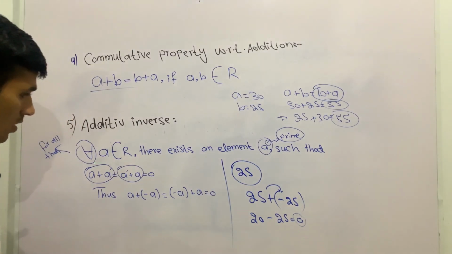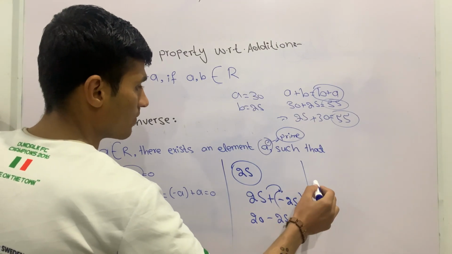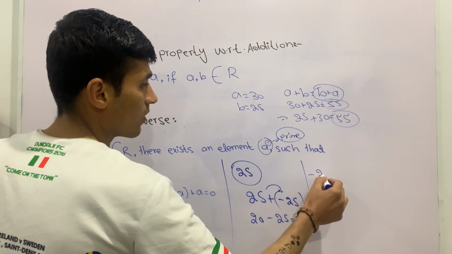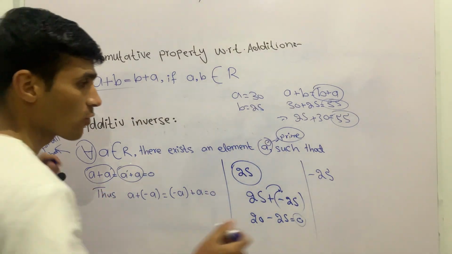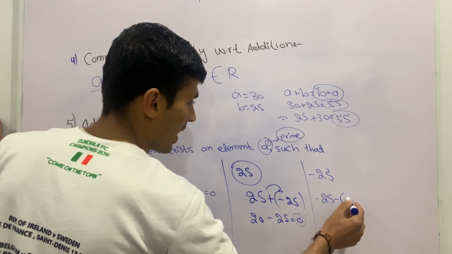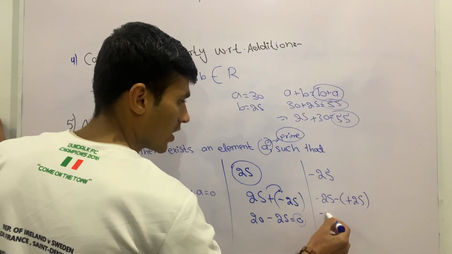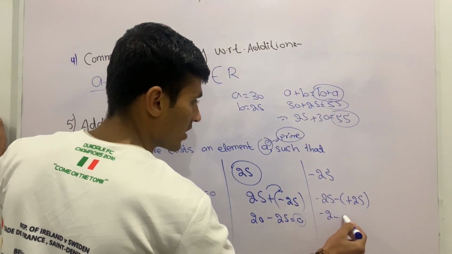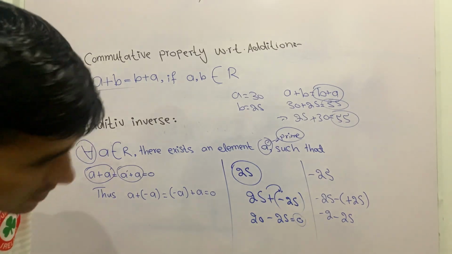If you are asked what is the additive inverse of negative 25, of course, that is positive 25. Negative 25 plus positive 25. Sorry, I made a mistake here.